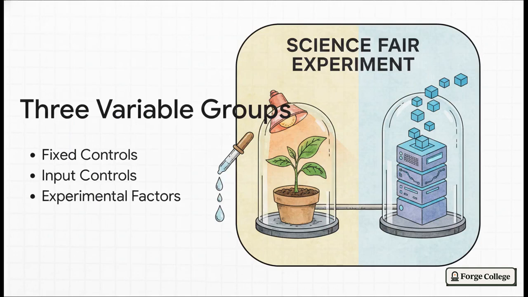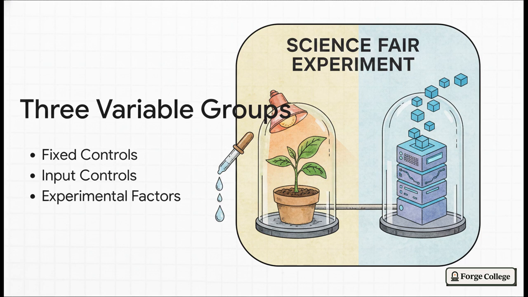To actually achieve that isolation, we break our experiment down into 3 variable groups: fixed controls, input controls, and experimental factors. Think back to a classic science fair project. If you want to know which brand of fertilizer makes a plant grow the tallest, well, the fertilizer is your experimental factor. But to prove it works, you have to ensure the amount of sunlight and water, which are your fixed and input controls, remain exactly the same for every single plant.